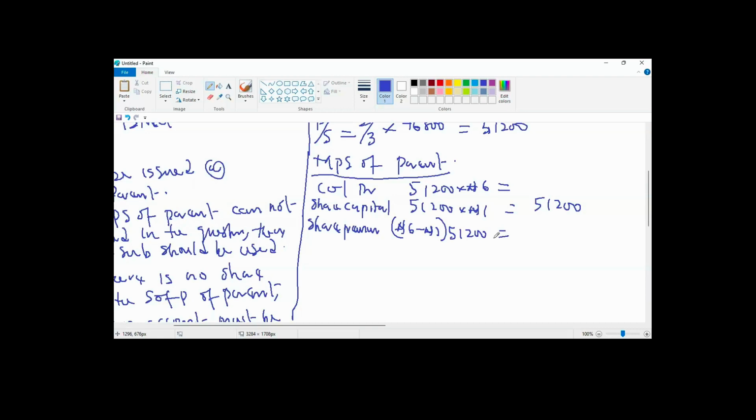This is the accounting entry. 51,200 times 6 is 307,200. What is the premium now? 256,000. This must be credited. It is 2 credits against 1 debit.